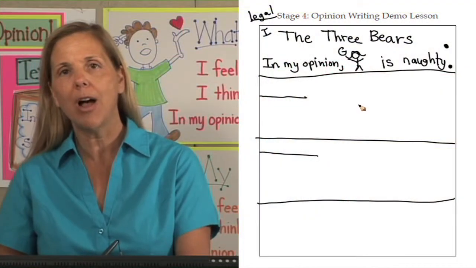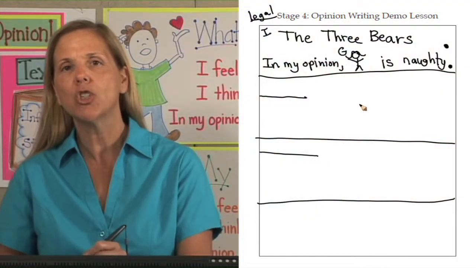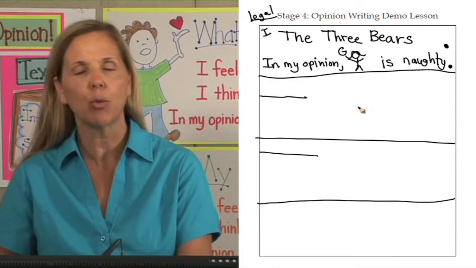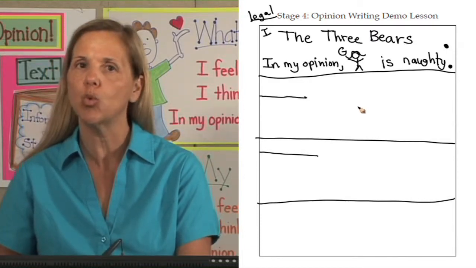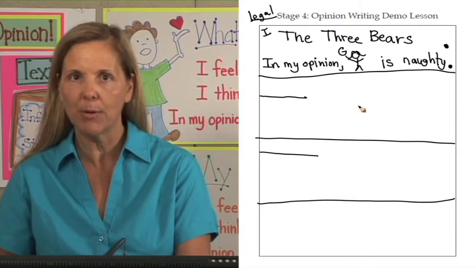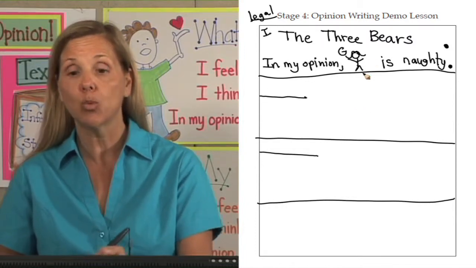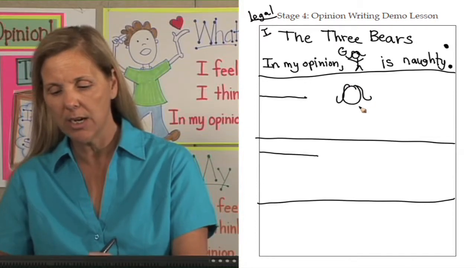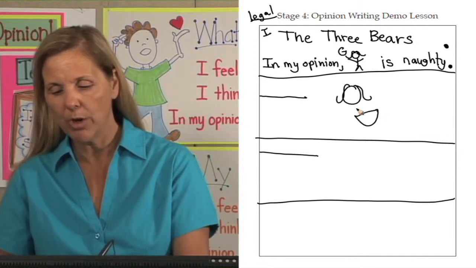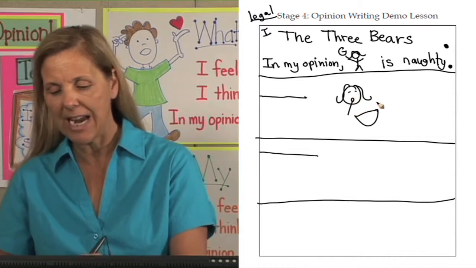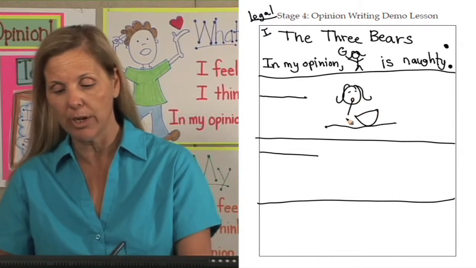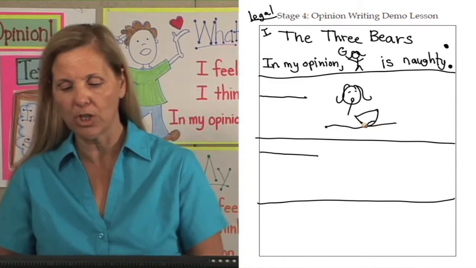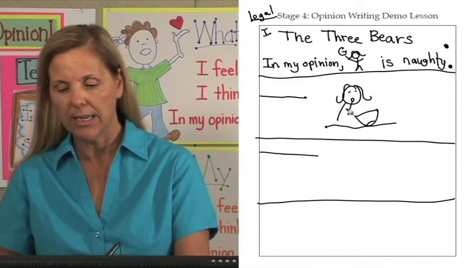Next, we go to our box, our reason box, and we're just going to draw a picture. We're not coming up with a sentence yet. We're just drawing our picture to represent who Goldilocks is. What did she do that was naughty? So we have Goldilocks here, and we show the porridge, and maybe I'll put a spoon going into her mouth, and how she ate all of Baby Bear's porridge. So we'll put like a little bit of porridge at the bottom. And here she is eating all the porridge.